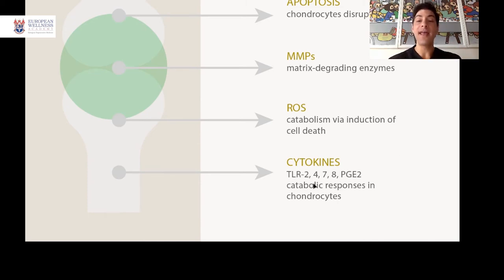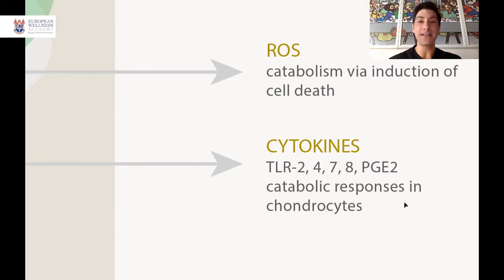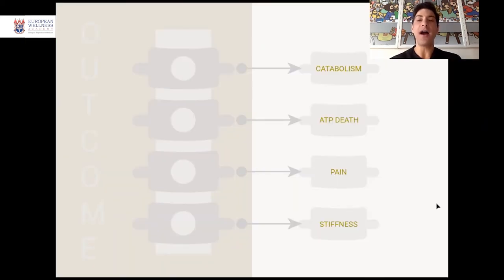So you will have here the catabolic responses in chondrocytes. Chondrocytes will be destroyed completely, new cells cannot be produced anymore, calcium will replace the cartilage, and therefore you have those outcomes, which are catabolism, destruction, more than anabolism. ATP death, mitochondria will not form oxygen and energy anymore, will form apoptosis. Therefore, inflammation and therefore pain. Of course, from inflammation you have pain. And stiffness from the replacement of the good cartilage with calcium.